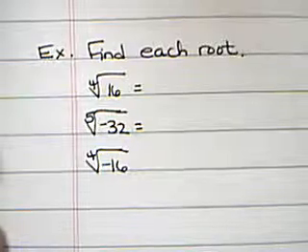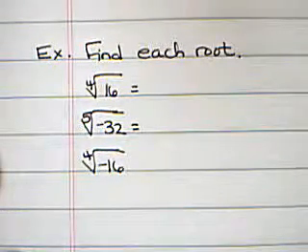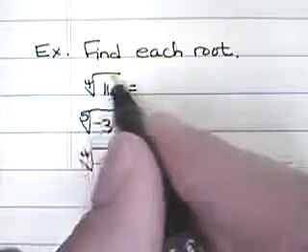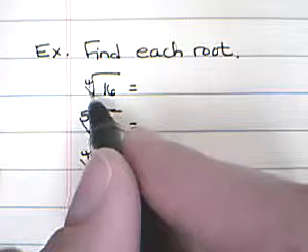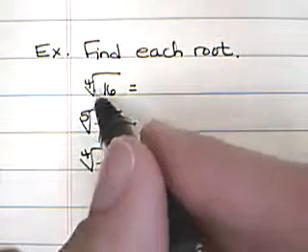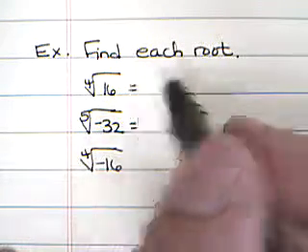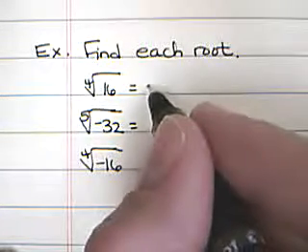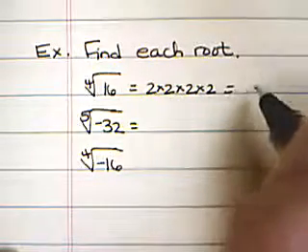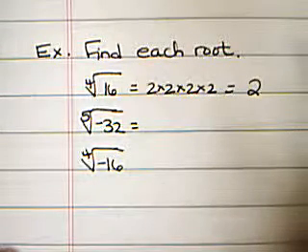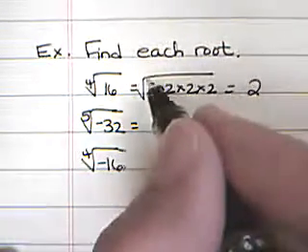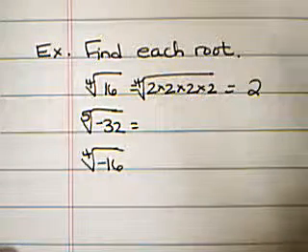Sometimes we have higher roots, and the instructions will just say find each root. Whatever the number in the index is, that's how many times you multiply. So you're going to say what times what times what times what gives us 16. It would have to be a small number, because you're multiplying it times itself. If you check the number 2, 2 times 2 is 4, 4 times 2 is 8, 8 times 2 is 16. So 2 is going to end up being the fourth root of that 16.